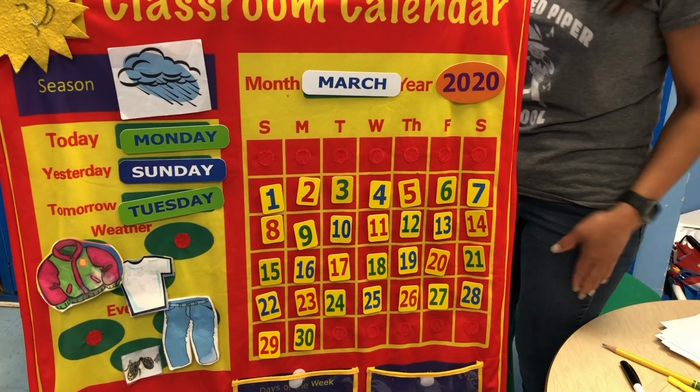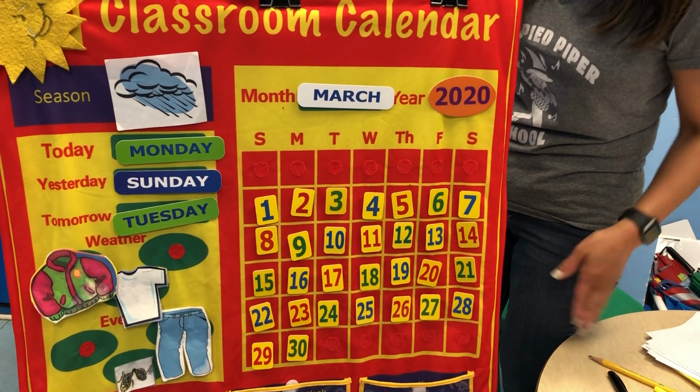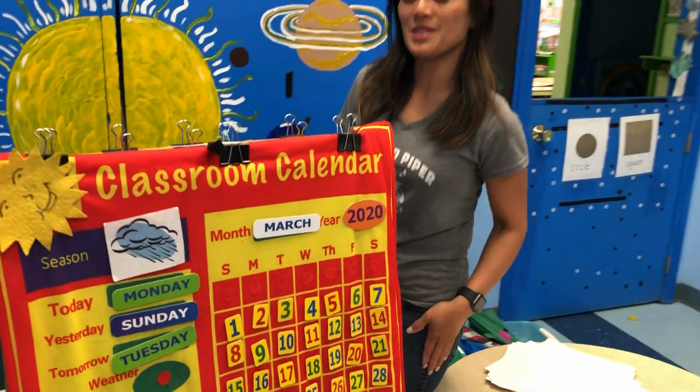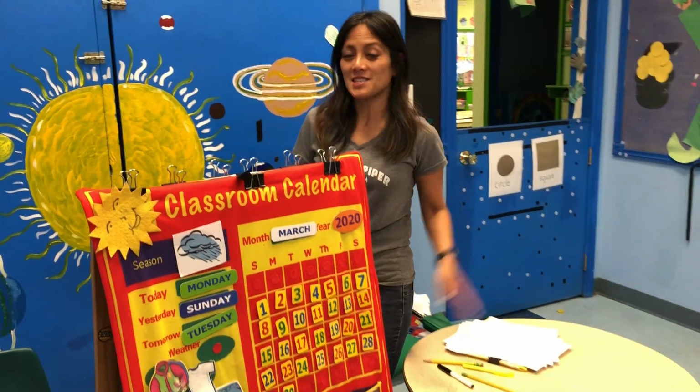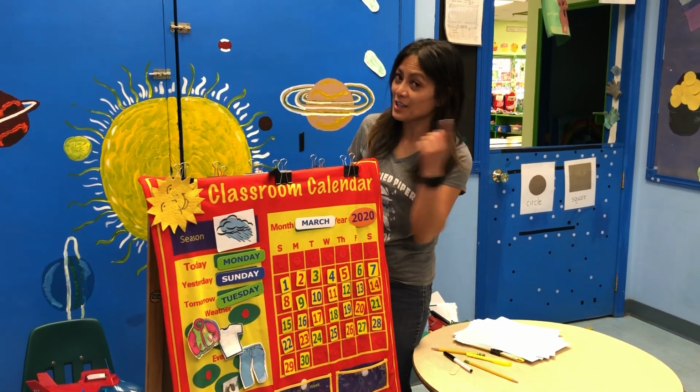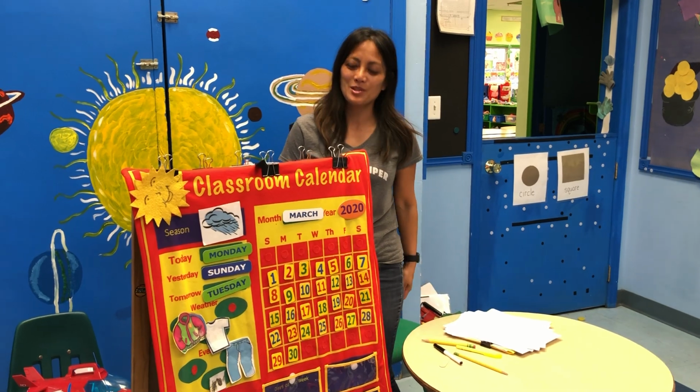1, 2, 3, 4, 5, 6, 7, 8. Sunday, Monday, happy day. Tuesday, Wednesday, happy day. Thursday, Friday, happy day. Saturday is soccer day. Don't come to school. And you didn't, because it was closed.